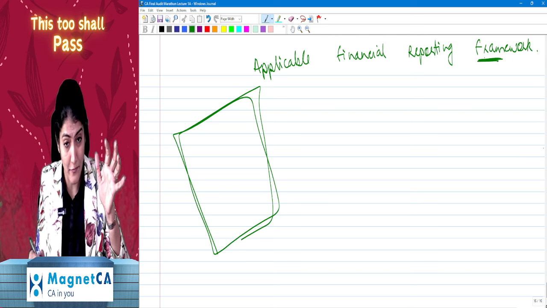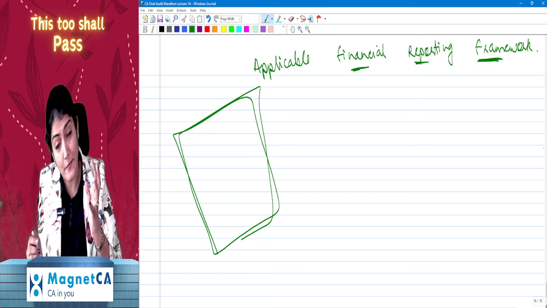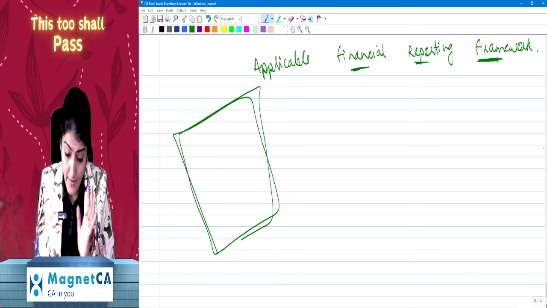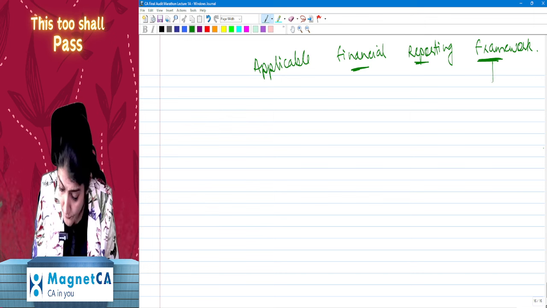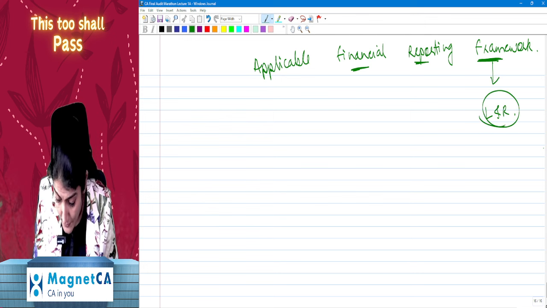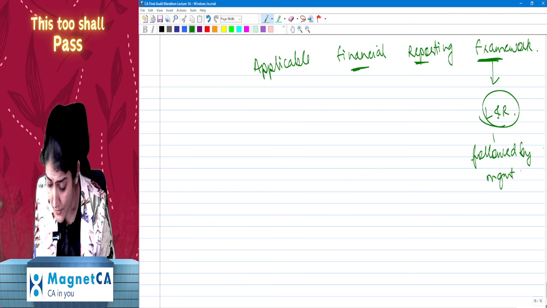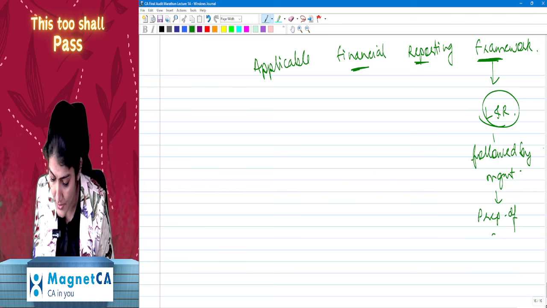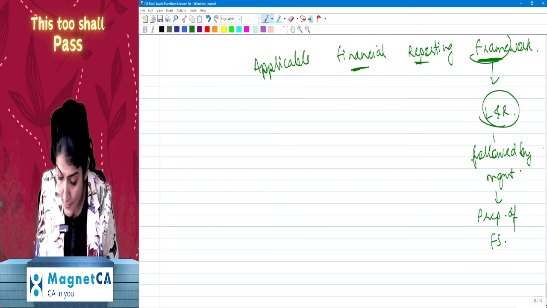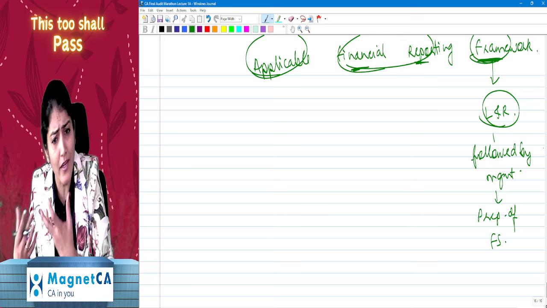This frame which you apply, the framework, it has to be the framework which is allowed as per the laws and regulations. Right, so applicable financial reporting framework means the laws and regulations which are to be followed by the management, because preparation of financial statements, whose responsibility? Management. In the preparation of financial statements. Right, so framework to be applied while doing financial reporting. Financial reporting is what? Accounting.